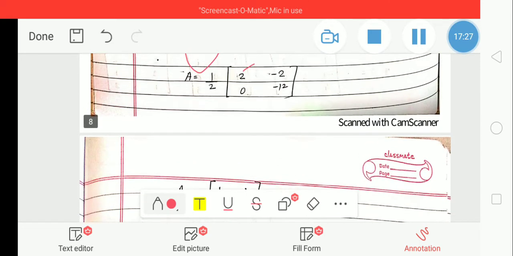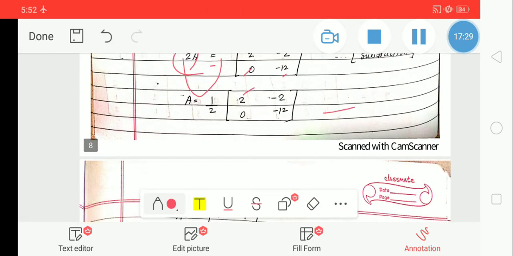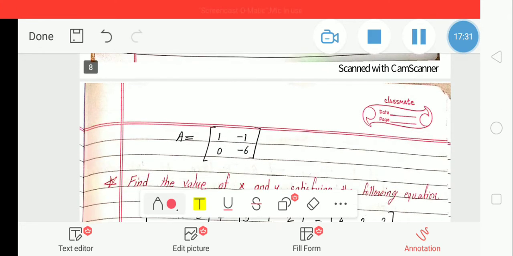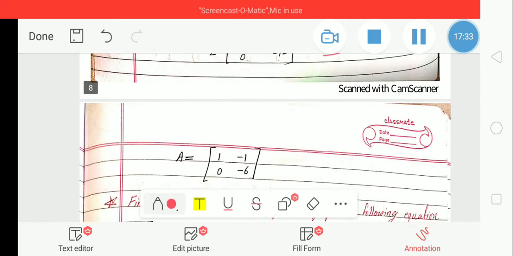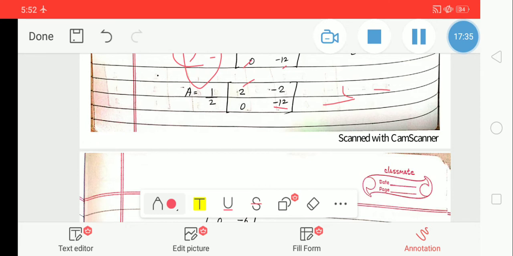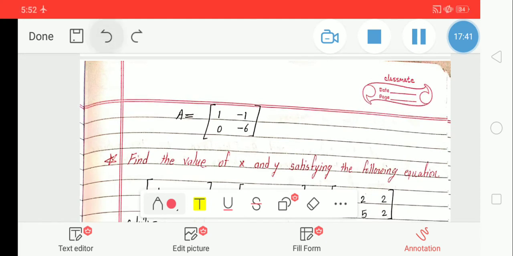So scalar multiplication again: 1, minus 1, and here 2, 6 is 12, so minus 6. So this is the value of A.